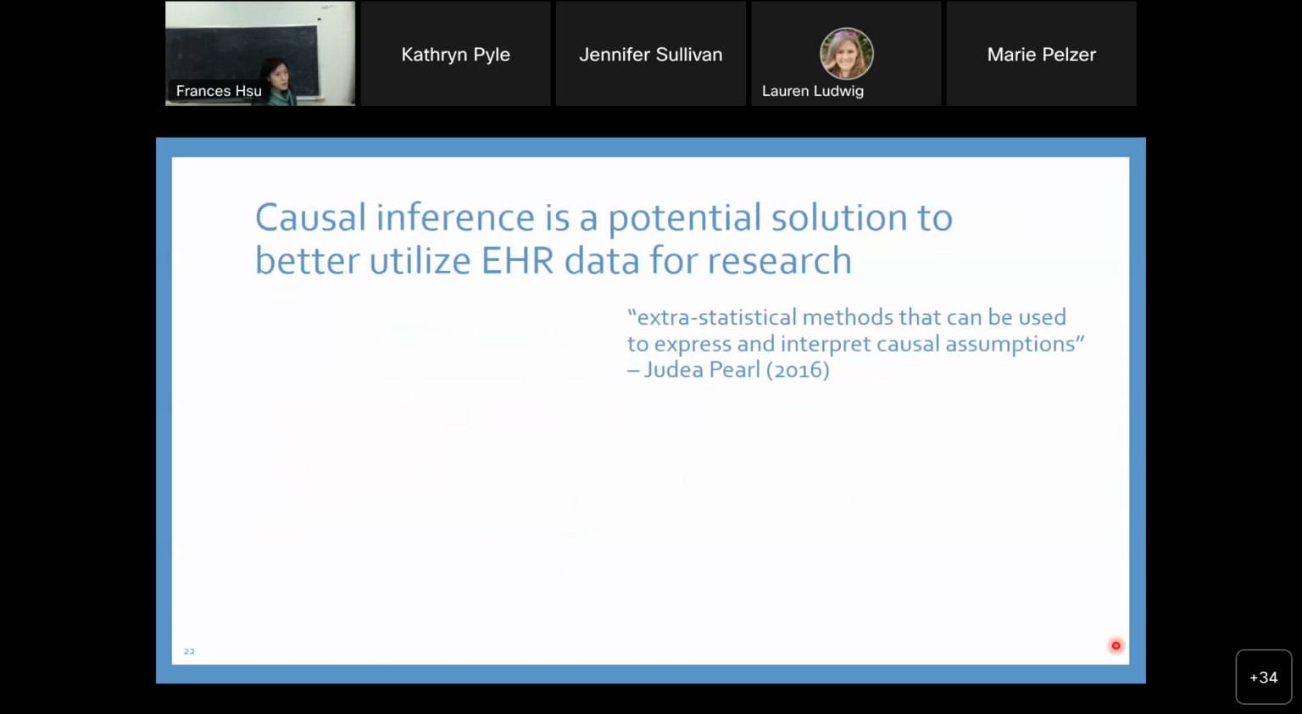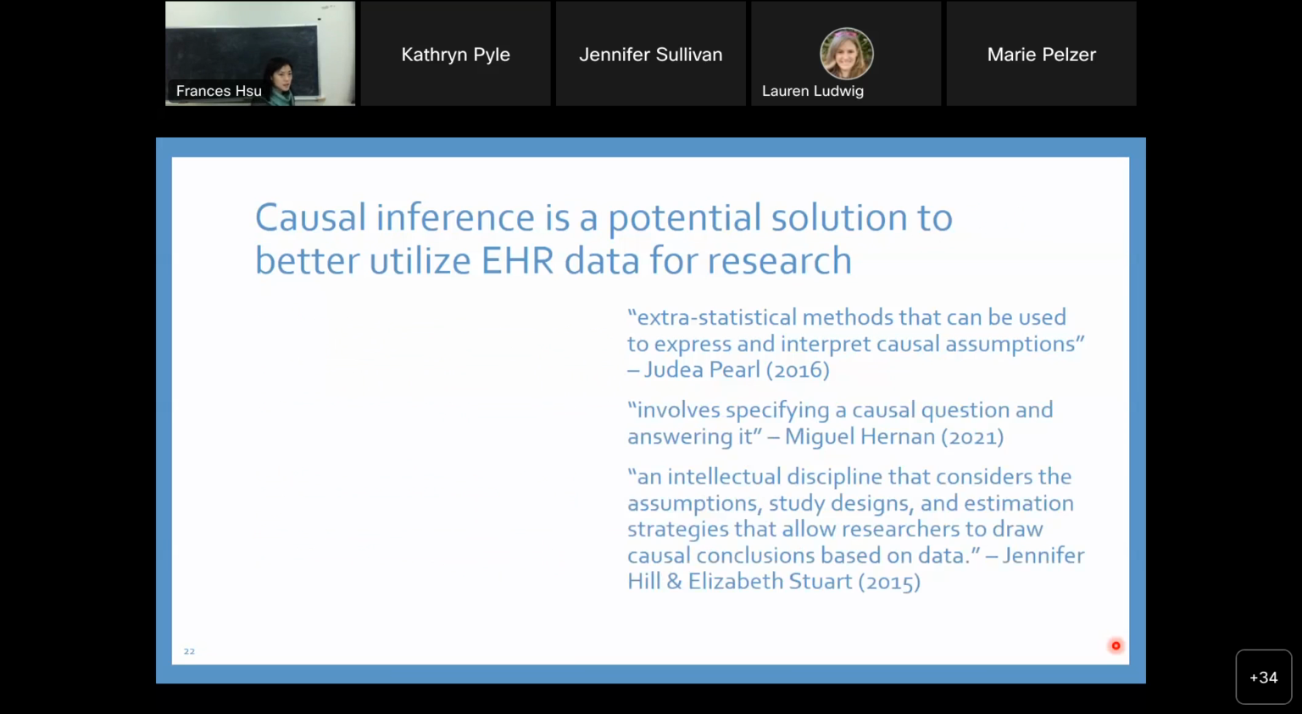So I'm proposing that causal inference is a potential solution to better utilize EHR data for research. One of the founding fathers of this field is Judea Pearl, and he defines it as an extra statistical method that can be used to express and interpret causal assumptions. And a better definition is an intellectual discipline that considers the assumptions, study designs, and estimation strategies that allow researchers to draw causal conclusions based on data.